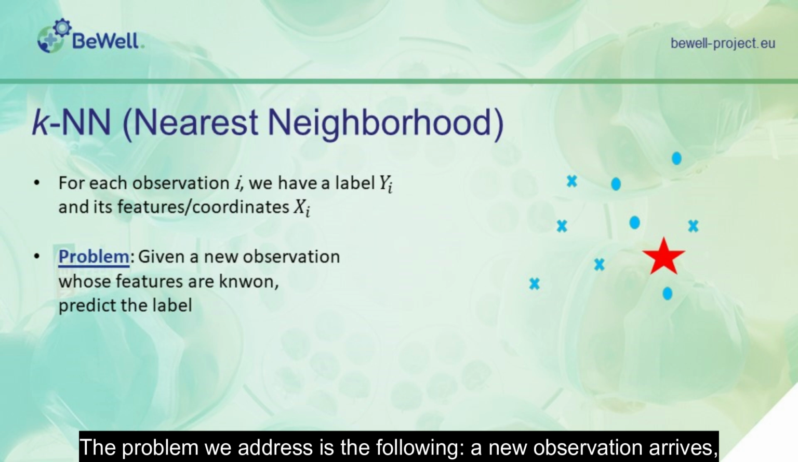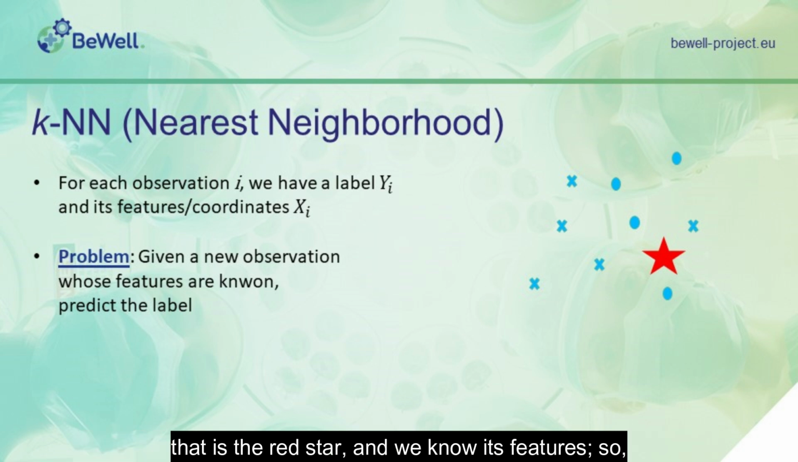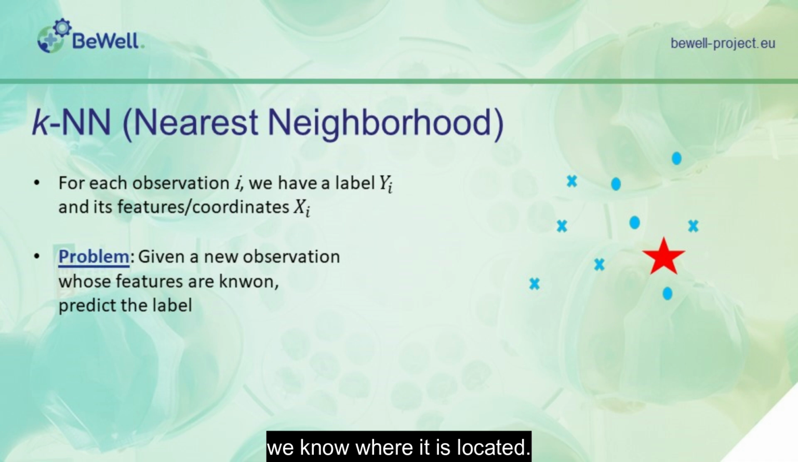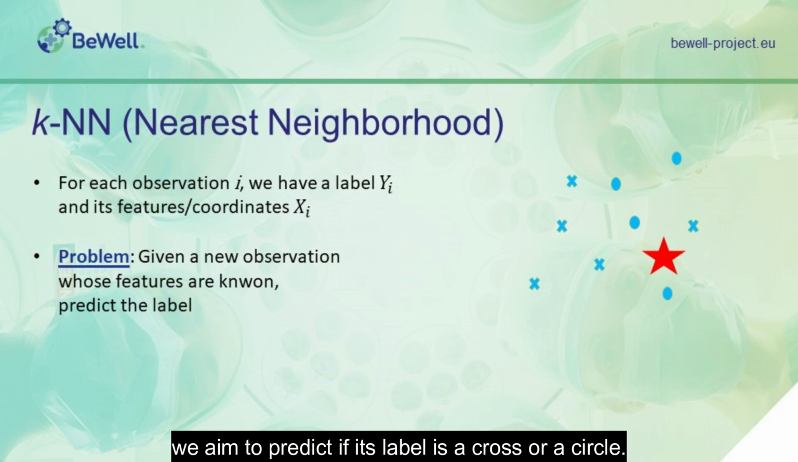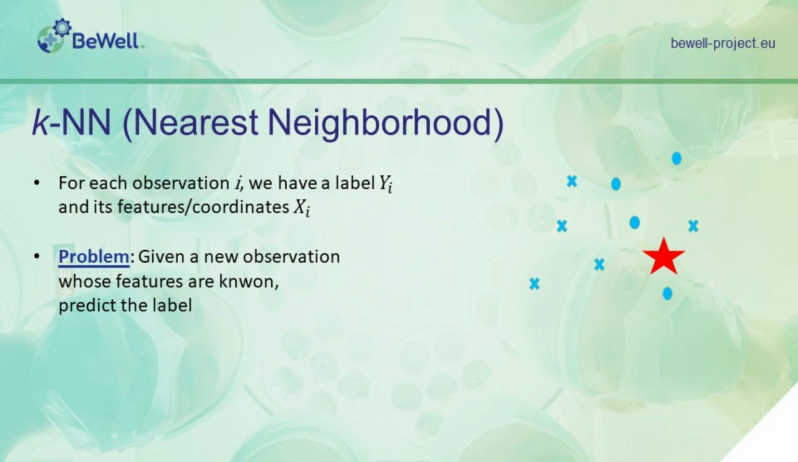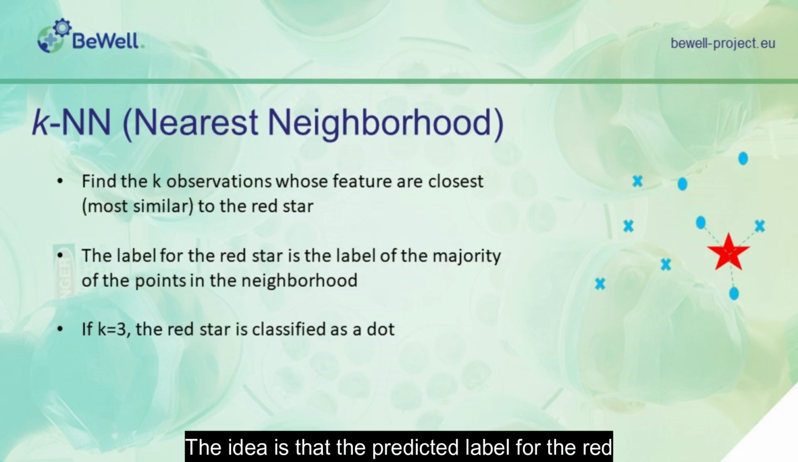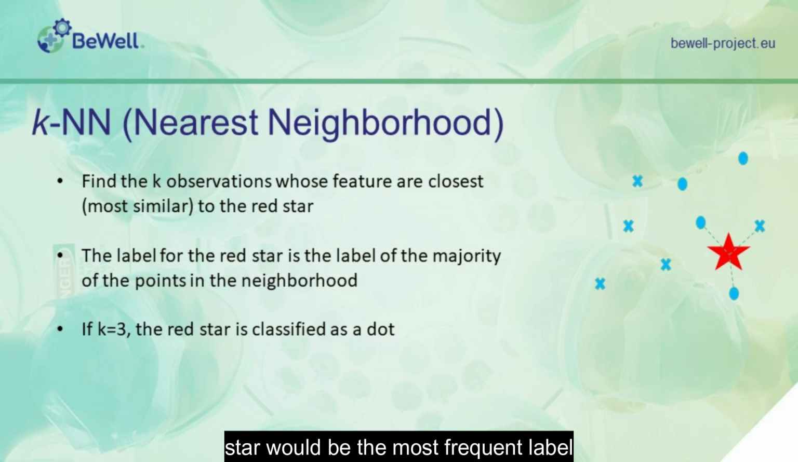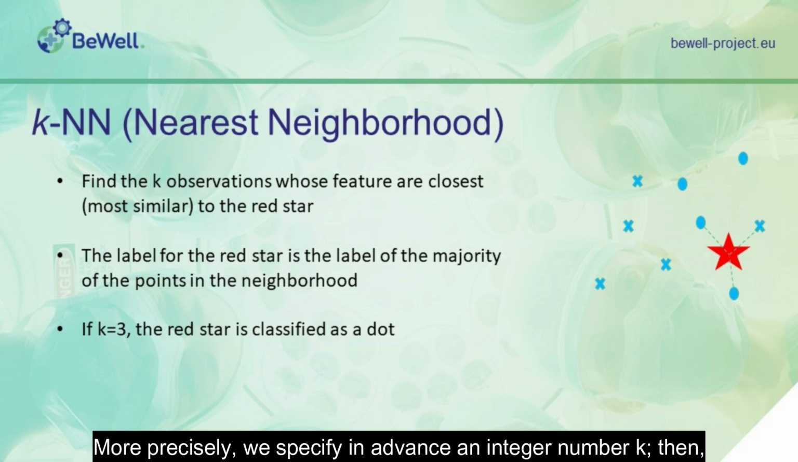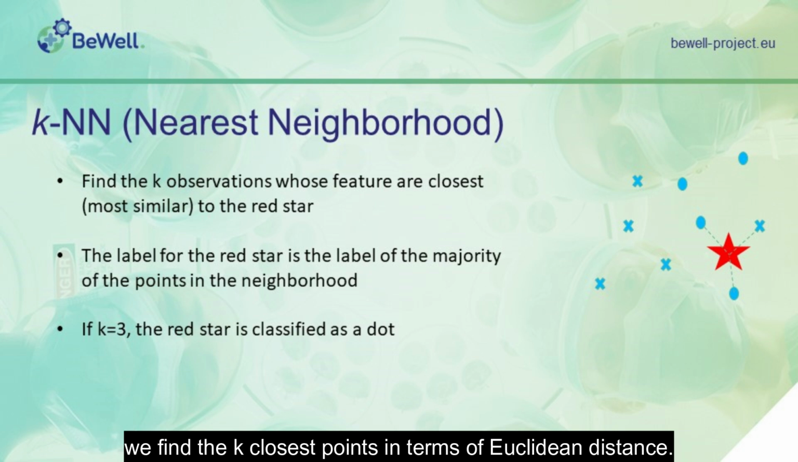A new observation arrives, that is the red star, and we know its features, so we know where it is located. Using this information only, we aim to predict if its label is a cross or a circle. The idea is that the predicted label for the red star would be the most frequent label among those of the k closest points. More precisely, we specify in advance an integer number k, then we find the k closest points in terms of Euclidean distance.